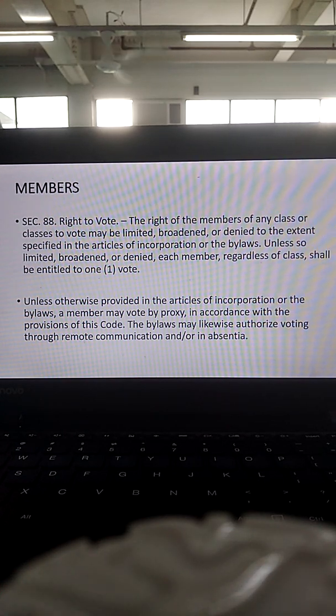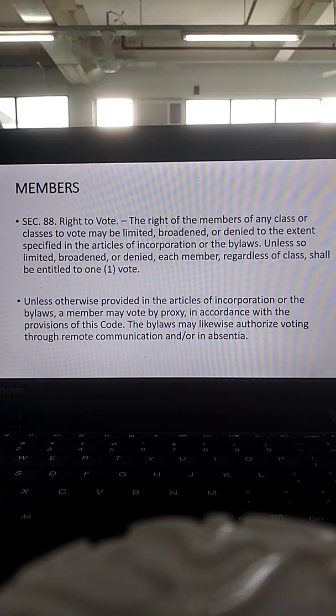Now, the bylaws may likewise authorize voting through remote communication and/or in absentia. In other words, the bylaws may authorize voting by way of remote communication or even in absentia for as long as it was authorized by their bylaws. Okay? So yan po yan.